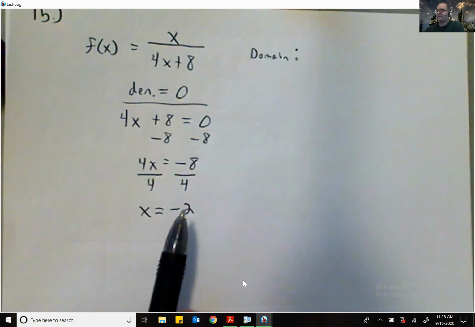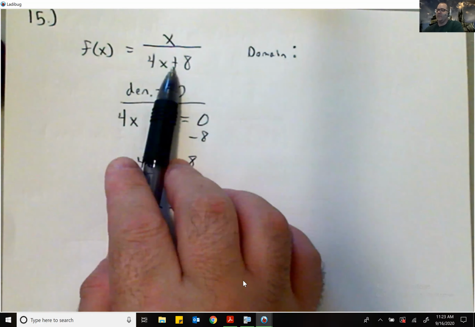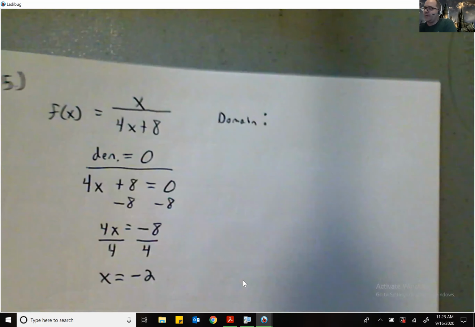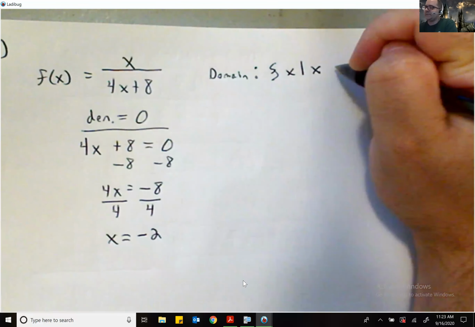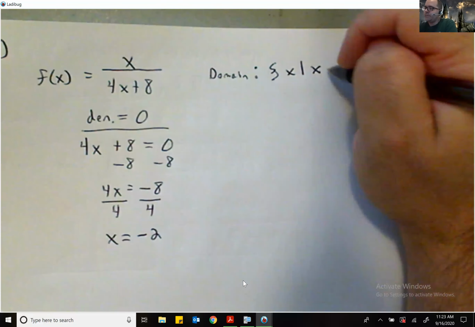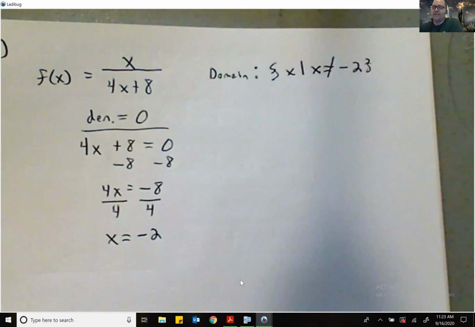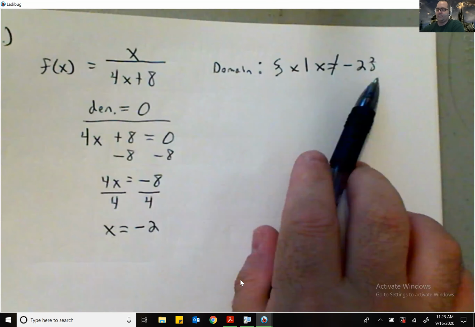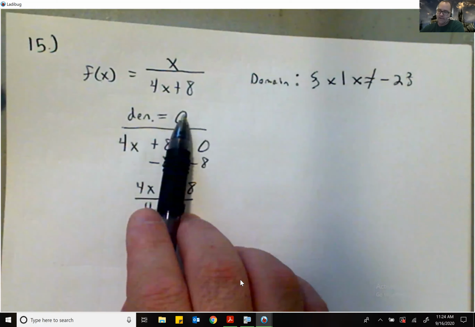So this is the number that makes 0. That means this is the number that we don't like. So when we write our domain, we write this answer, but we put a slash through the equal sign because we don't like it. This is the number that makes the bottom, the denominator, 0. And as I showed you on my calculator, that's bad.